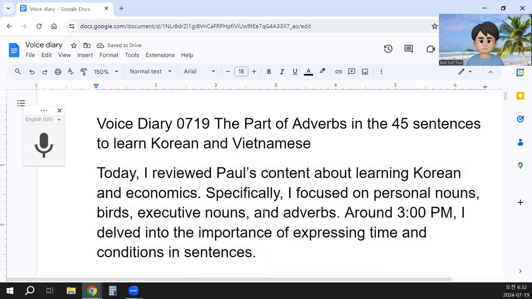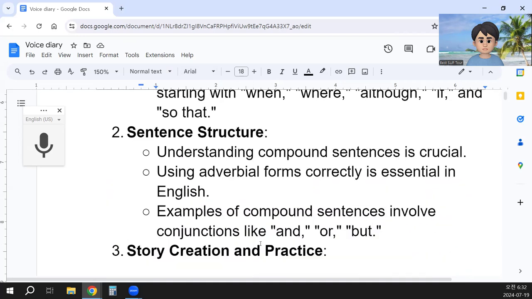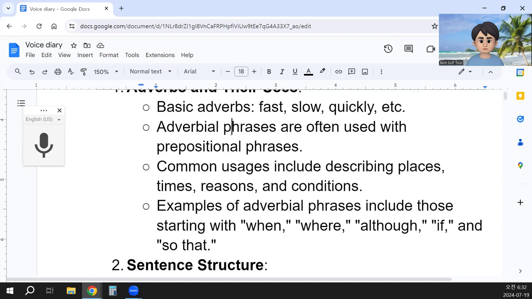Today I review a whole content about learning Korean and Vietnamese. Especially I focus on personal nouns, adverbs, and descriptive nouns. I delve into the importance of expressing time and condition in sentences. Basic adverbs: fast, slow, quickly, etc. Adverbial phrases are often used with prepositional phrases.